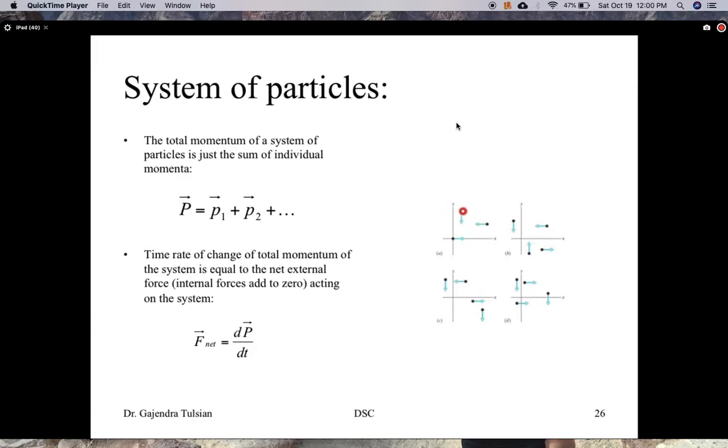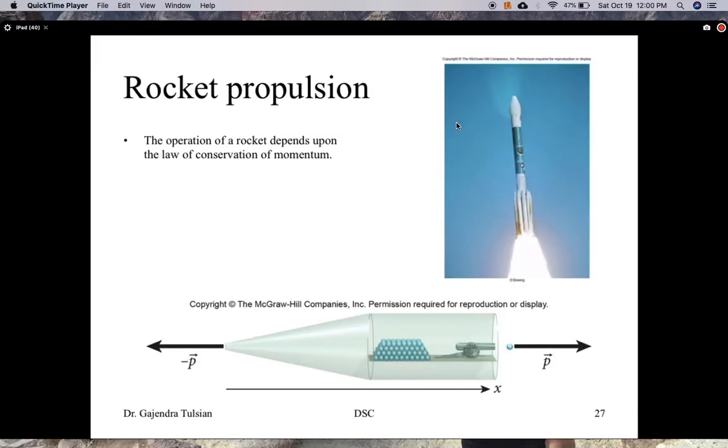For the system of particles, the total momentum of the system is just the sum of the individual momenta. And Newton's second law applies, as we said before: the net force on all the particles is equal to the rate of change of momentum of the system of particles. All right, let's pause now, and then we'll talk about rockets.